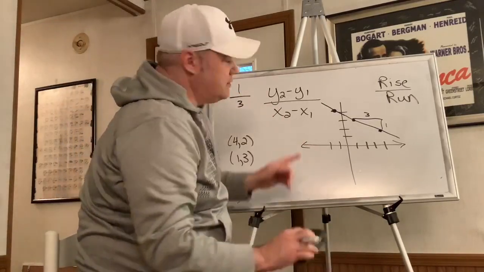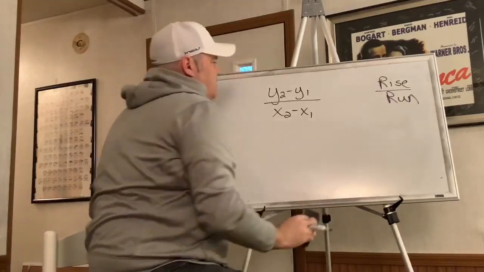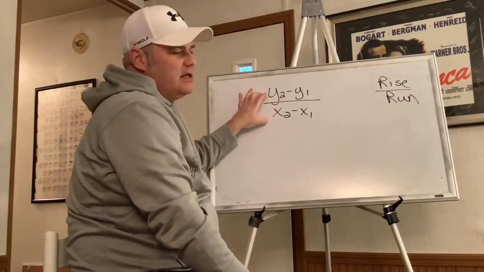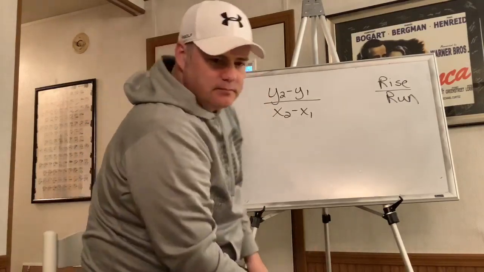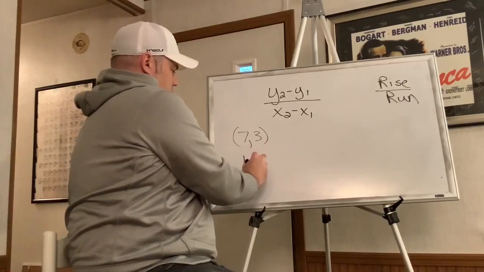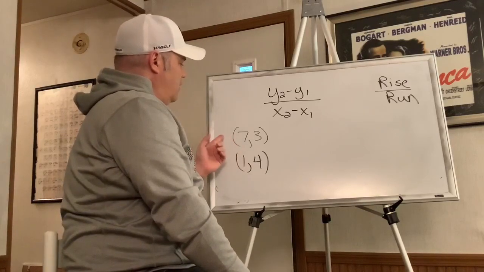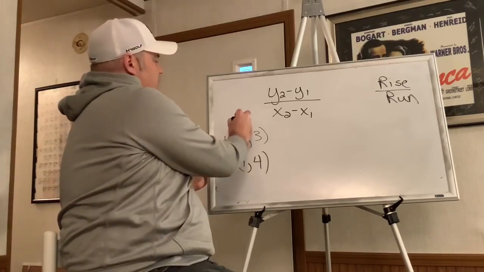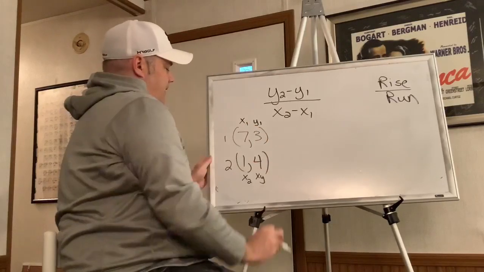Okay, let's do another one. And from here on, I'm mainly going to be doing the ones as a formula. Every once in a while, I may graph one just to keep that going, but we need to get to where we can use the formula as best as we can. So let's look at 7/3 and 1/4. 7/3, I'm going to make my first point. 1/4, I'm going to make my second point. This is my first x, first y. This is my second x, second y.